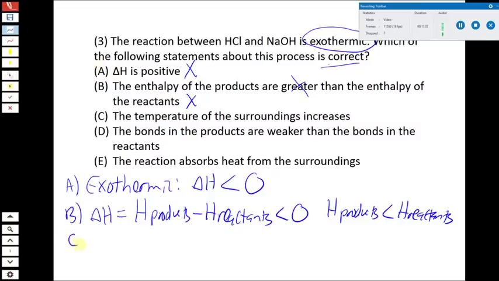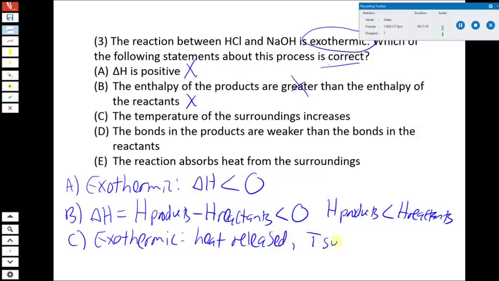Choice C, if we think about the temperature of the surroundings, so remember in an exothermic reaction, the exo tells us that heat is being released. And anytime heat is being released, that means the temperature of the surroundings increases. Okay? Because anytime we have any sort of heat transfer, we have the system, if it releases heat, that heat will be absorbed by the surroundings, and if the surroundings are absorbing heat, their temperature will go up.